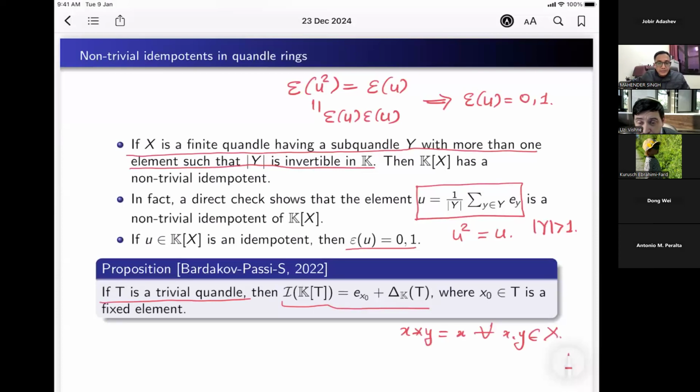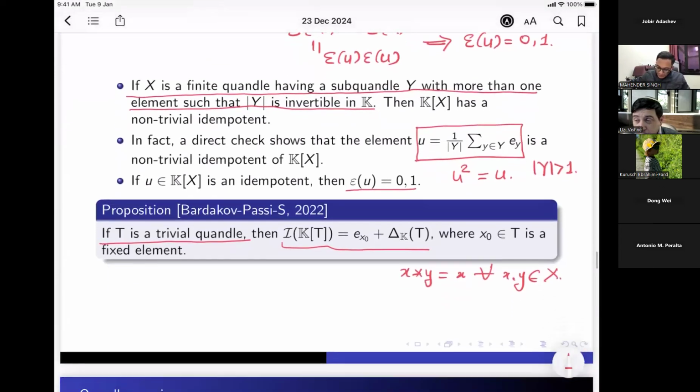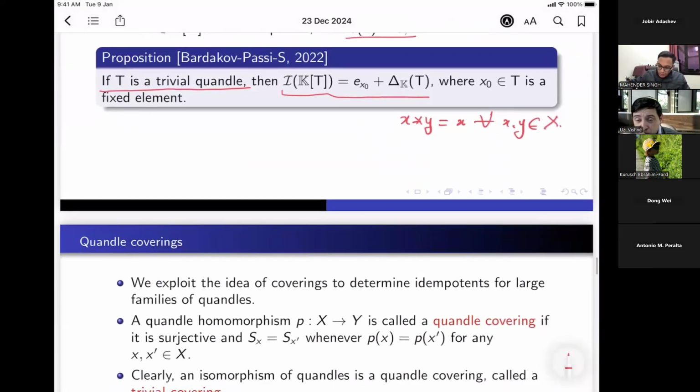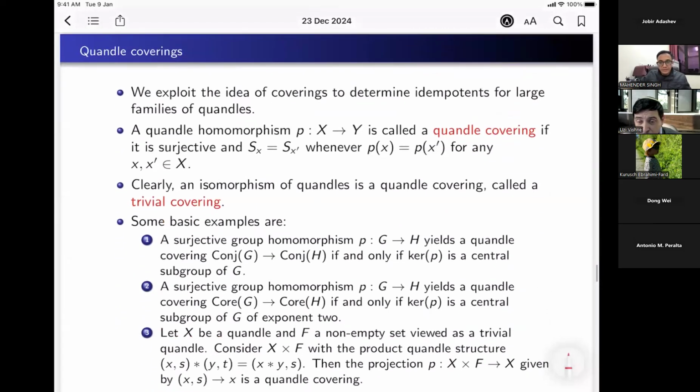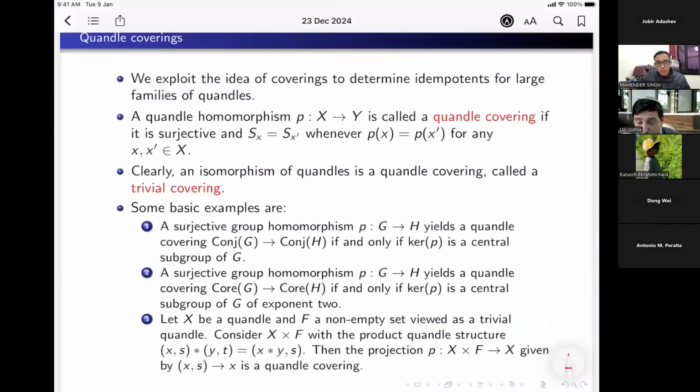So the more interesting thing happens when you take non-trivial quandles. And there comes the idea of quandle coverings. So we will need this idea of quandle coverings in order to state our main theorem, where we give a complete characterization of idempotents for a fairly large class of quandles.